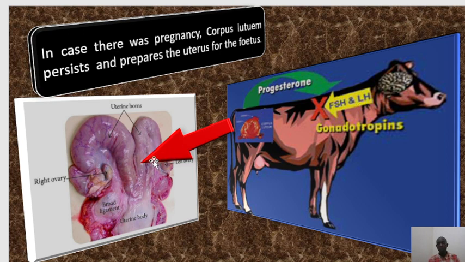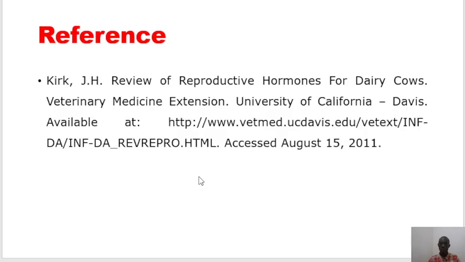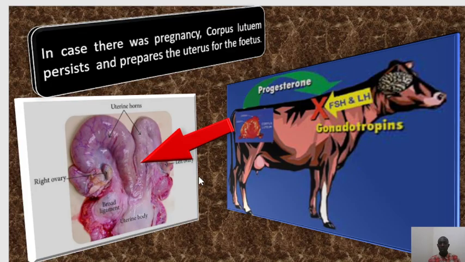So we see that within the uterus, we shall now have the embryo. The embryo will block the uterus from producing the prostaglandins, meaning the corpus luteum will persist and progesterone will continue to be produced in high levels. For this reason, they maintain pregnancy. That's all for today, all about the estrous cycle.